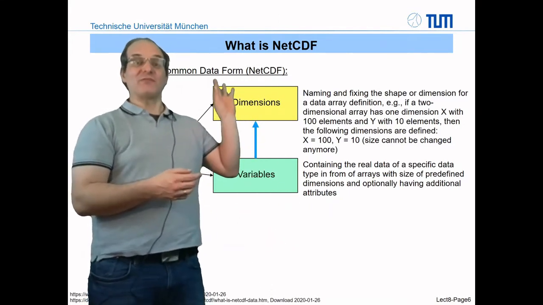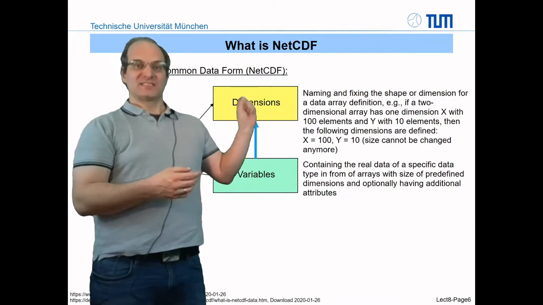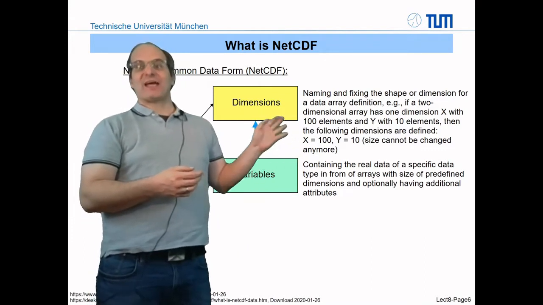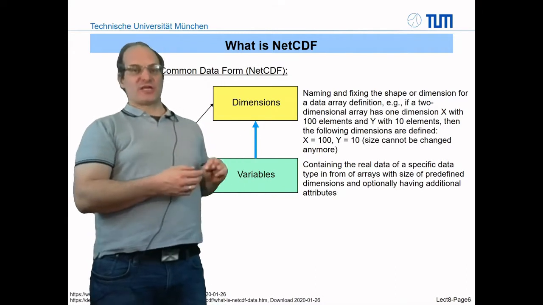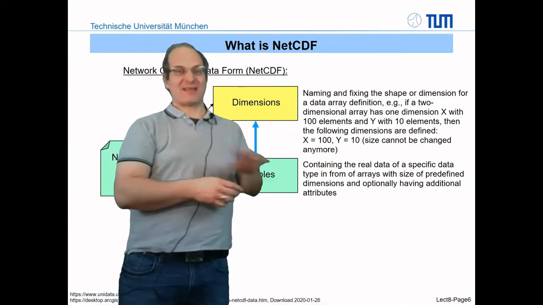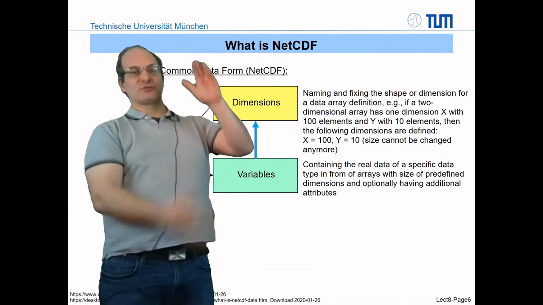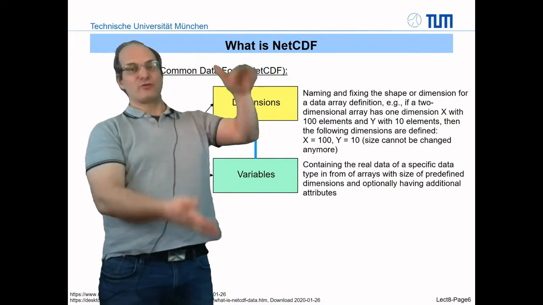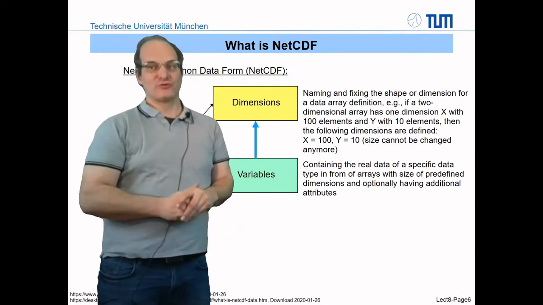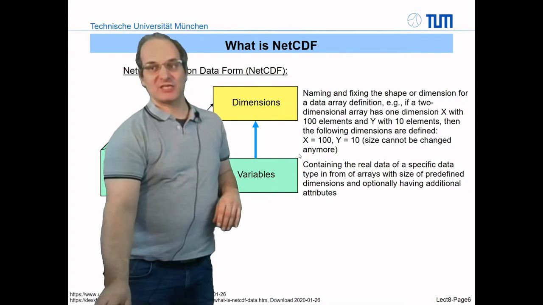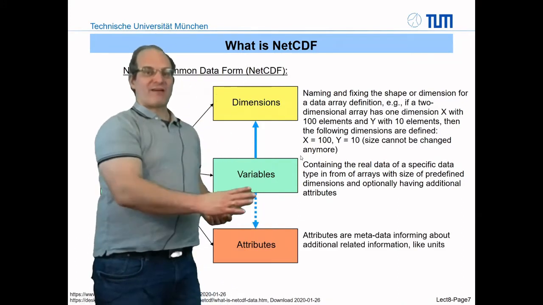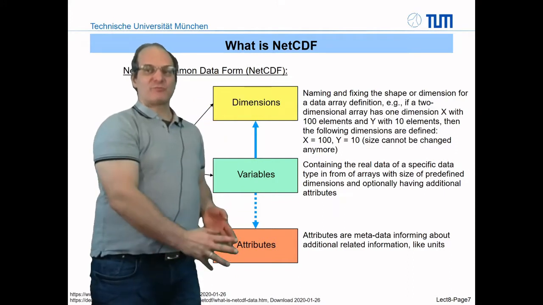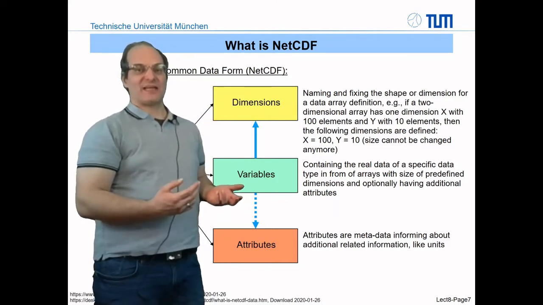So you can name this dimension as you want, and you define also the length, and the size cannot be changed anymore. So if you fix it, then it's fixed, so it's not possible to rearrange. So you have to create a new one and copy the whole stuff into this new one. Okay, and in addition to that, you can have these attributes. So variables, dimensions, and attributes build this NetCDF file.